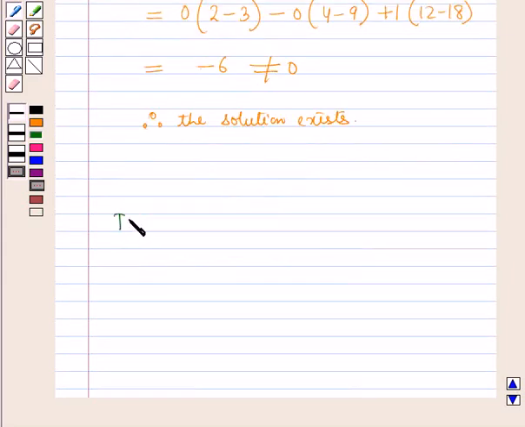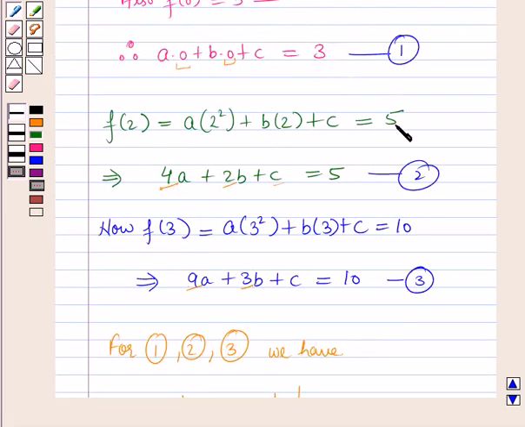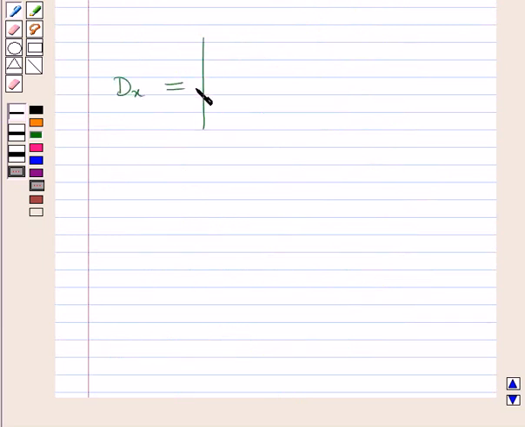Now we will find the determinant Dx, which is equal to the determinant with the elements in the first row as D1, B1, C1. Here D1 is 3, D2 is 5 and D3 is 10. So using the values from these equations, determinant Dx will be equal to the determinant with the elements in the first row as 3, 0, 1, elements in the second row as 5, 2, 1 and elements in the third row as 10, 3, 1.